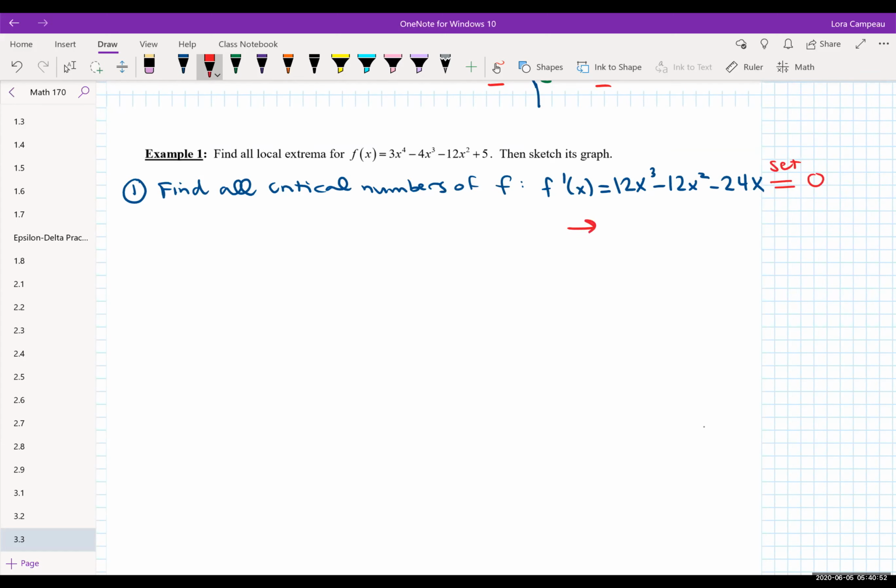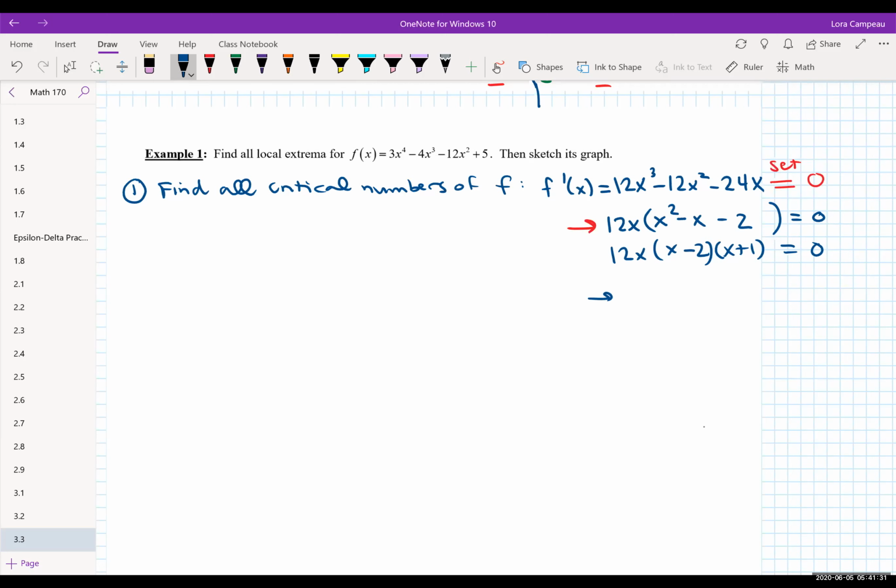I know it's a cubic function at this point, but I do see some very nice GCFs there. So 12x I can factor out. That's pleasing. That leaves us with x squared minus x minus 2, still equal to 0. That's a very nice polynomial that we can further factor down. So we have x minus 2 times x plus 1, still equaling 0. And now you have 3 solutions.